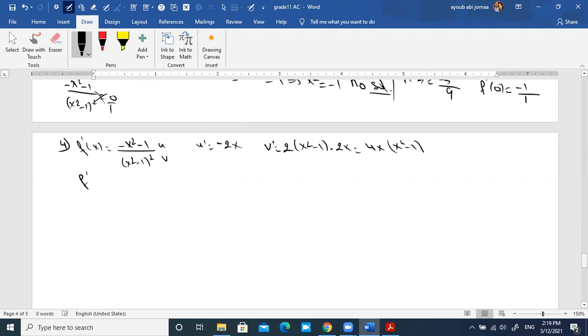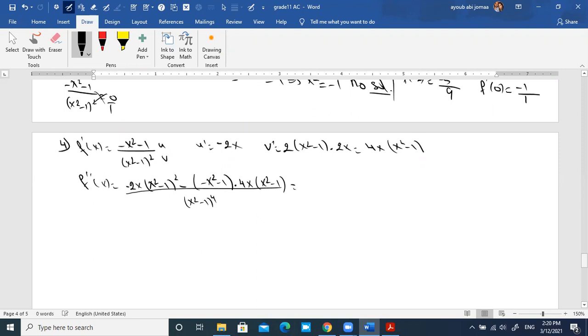Now f double prime of x, u prime v minus u v prime over v squared. So negative 2x times x squared minus 1 squared minus u v prime, u negative x squared minus 1 times v prime and times this. So times 4x into x squared minus 1 over the square of v. So x squared minus 1 to the power 4.